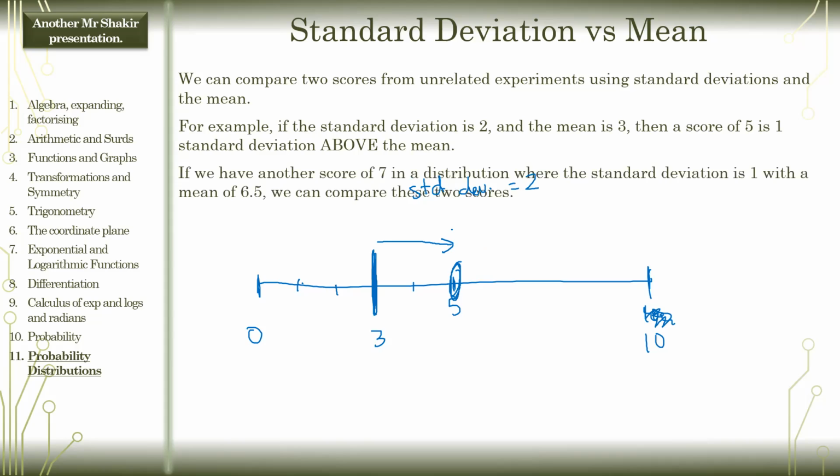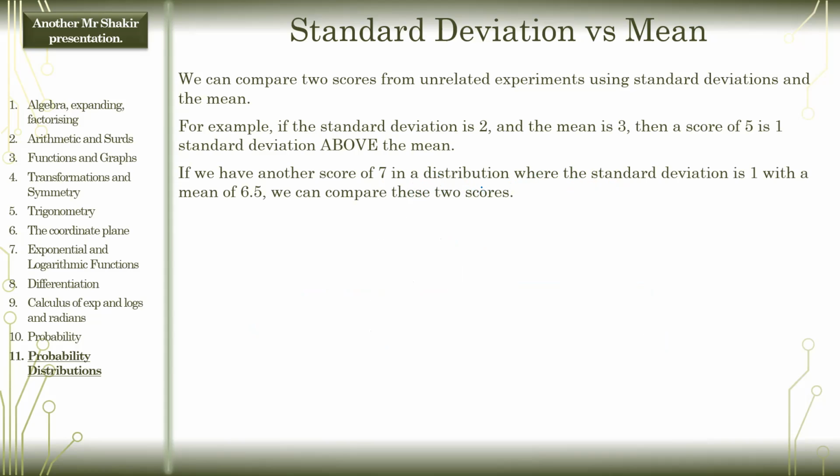All right, and if you have another score of 7 in a distribution where the standard deviation is 1 with a mean of 6.5, we can compare these two scores. Please make sure you understand this.